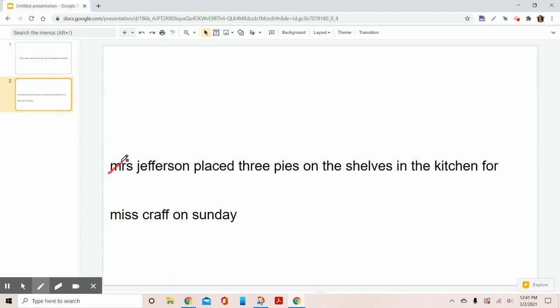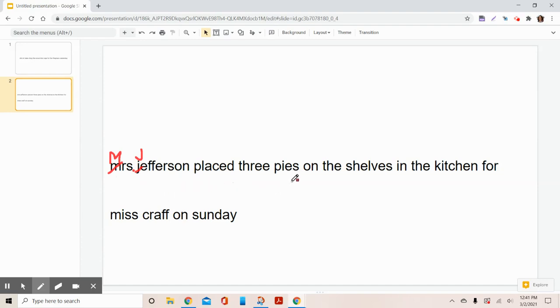So let's go ahead and change that lowercase m to a capital M and that lowercase j to a capital J, Mrs. Jefferson. What else do we have to do to Mrs. since it's the title of her name? You have to add that period. Mrs. is one of the abbreviations. It's a shortened form of the word Mistress. And so we have to have that period. Mrs. Jefferson is our first proper noun.